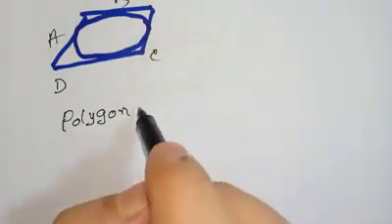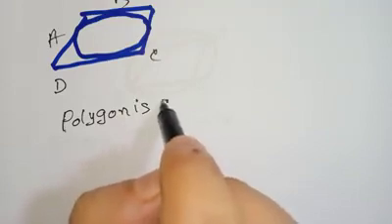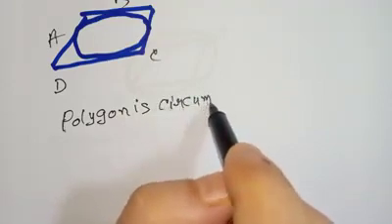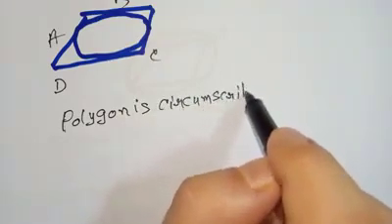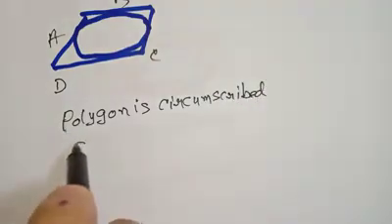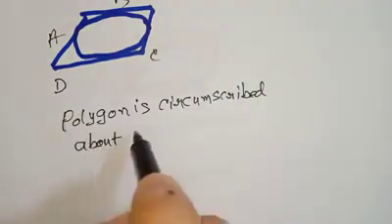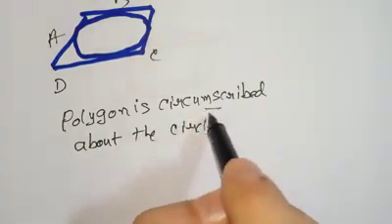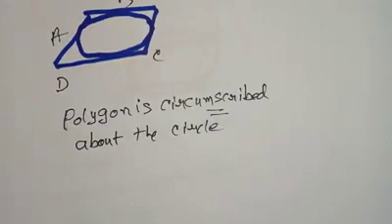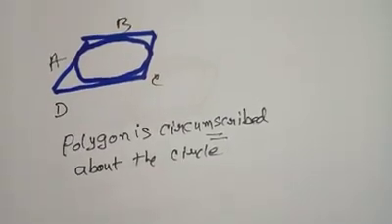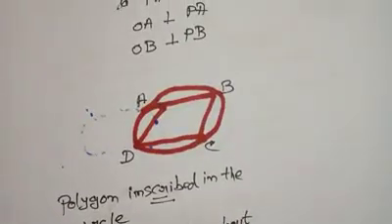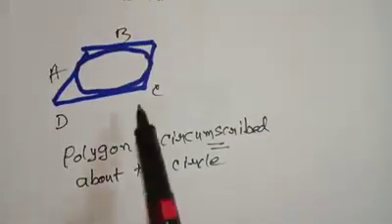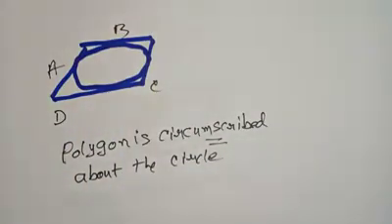is circumscribed about the circle. This is a polygon, this is circumscribed about the circle. So inscribed means inside, circumscribed means outside. So this is one where this is inside, this is outside. It is just the opposite. This is outside and this is inside.